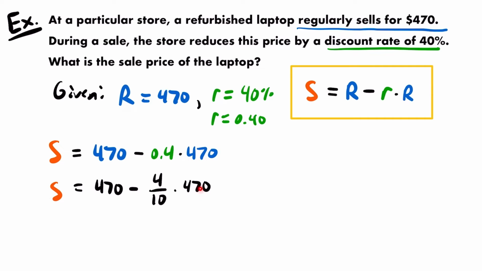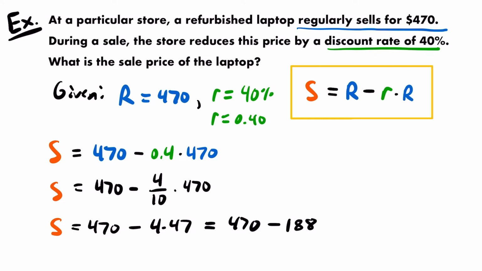And then 470 is divisible by 10. It would just be 47. So we get S is equal to 470 minus 4 times 47, right? I just divided 470 by 10 to get 47. So you're left with 4 times 47. And then 4 times 47, that's 188. So what we get here is that the sale price is equal to 470 minus 188, which is equal to 282.